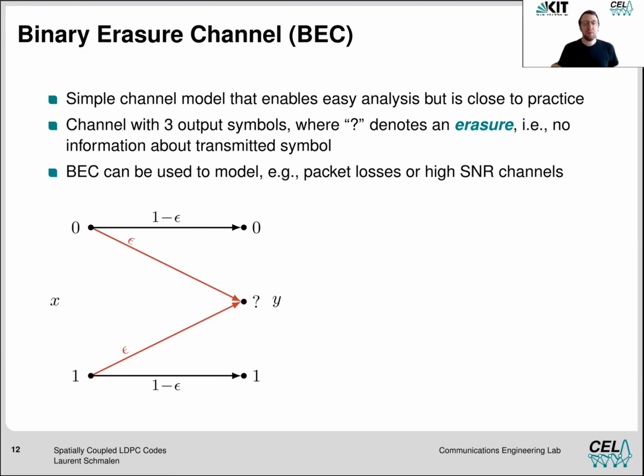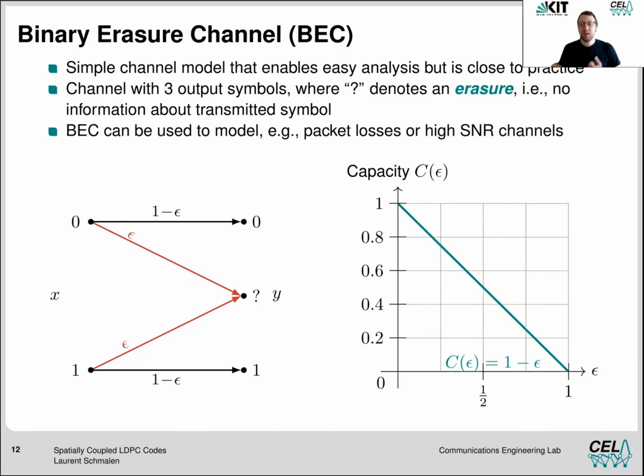So this is the binary erasure channel. The capacity of the binary erasure channel is extremely simple to calculate, and it's just 1 minus epsilon. So if there are no erasures, you have a capacity of 1. If every symbol is erased, you receive only question marks, and you cannot infer anything, so the capacity is equal to 0. But the capacity is exactly equal to 1 minus epsilon.